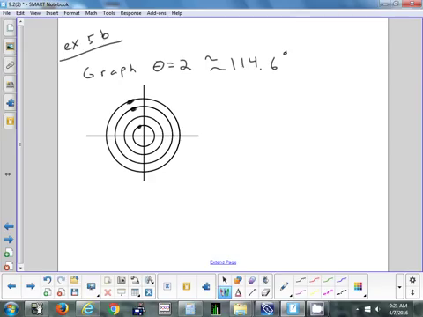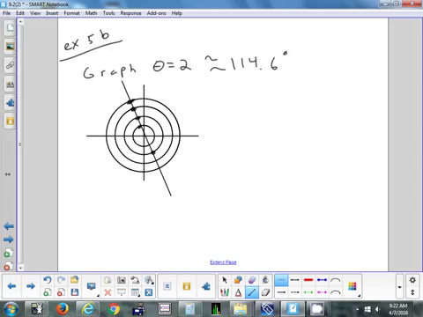What other kind of numbers could I use for my radius? Negatives. If I went negative 2 and then went 114.6, I'd end up right there. So in polar, lines through the origin aren't too bad, but if you said I want a line with a certain slope and a certain y-intercept, that's a little more challenging to do. So that's what it looks like when you graph a line through the origin where the angle is 2 radians. The radius is anything you want. Just make sure your angle's 2 radians.